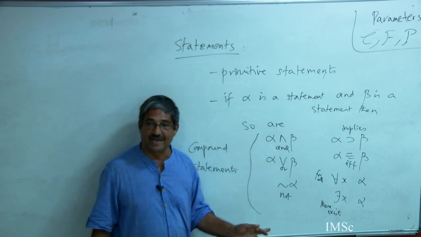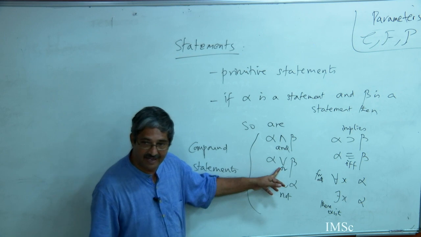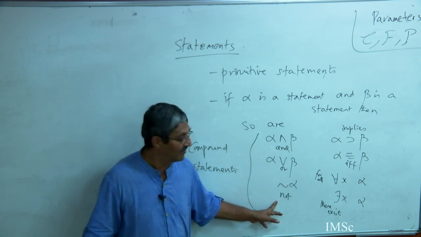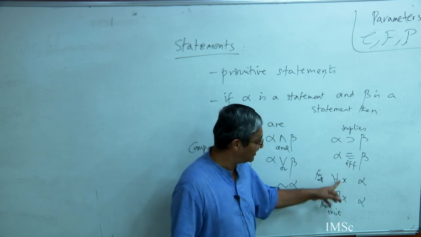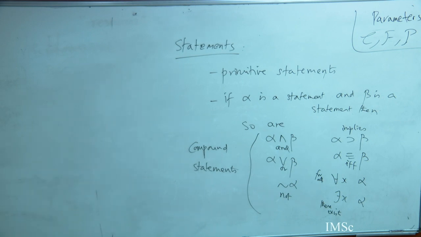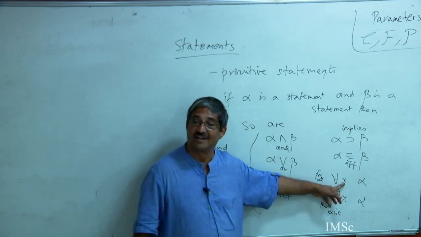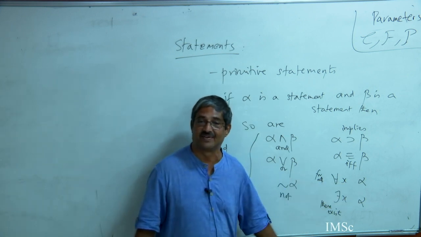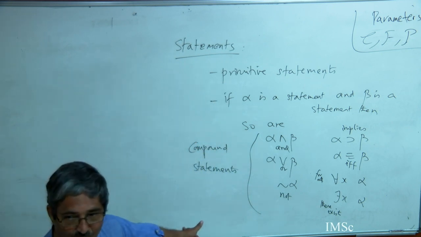By using connectives. AND is a connective. It's a binary connective. OR is a binary connective. NOT is a unary connective. Implies and equivalence, or if and only if, are binary connectives. These are all part of what we call Boolean logic or propositional logic that almost everybody said they were familiar with when they wrote to me about the course. And then you have quantifiers. For all x alpha, there exists x alpha and so on. This is the way this game goes.